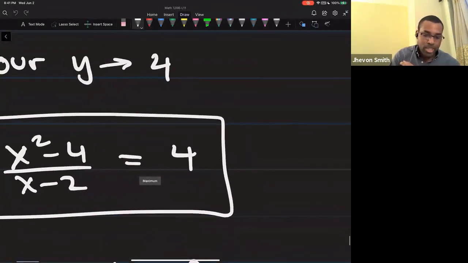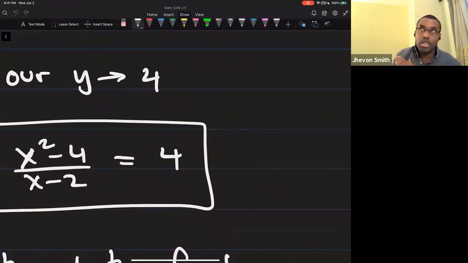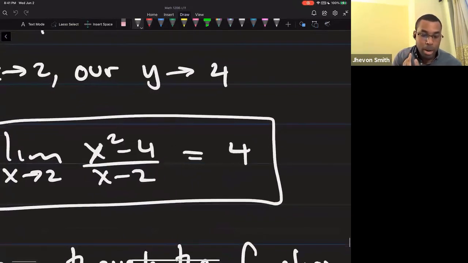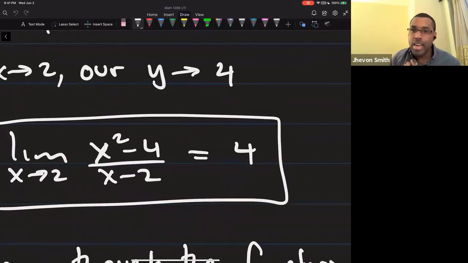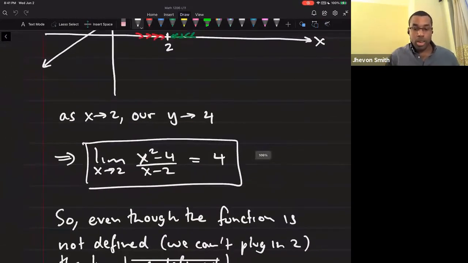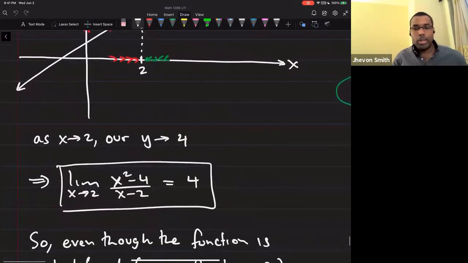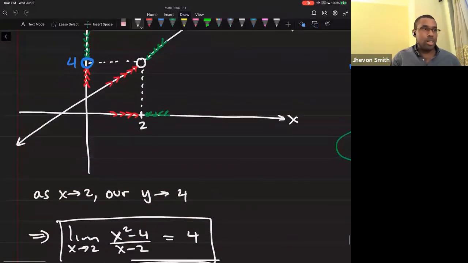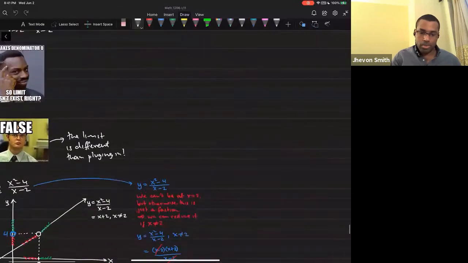By itself, (x squared minus 4) over (x minus 2) is meaningless at x equals 2. But I put a limit in front of it. Hey, now we have an answer. It's 4, right? It's not the same as plugging in the 2, because we're not allowed to plug in the 2. So that's very important. Okay.